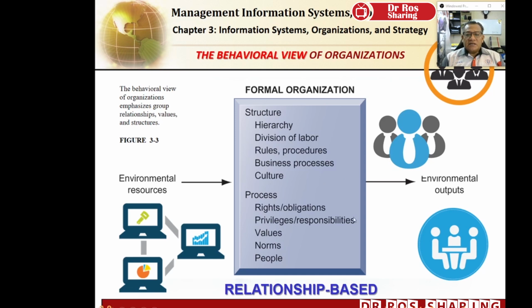So in the formal organization, there must be a structure in the form of a hierarchy in terms of the organization structure, and the division of labor between human resource, purchasing, production, engineering, and also perhaps logistic. So those are the division of labor. There are rules and procedures governing within the production.